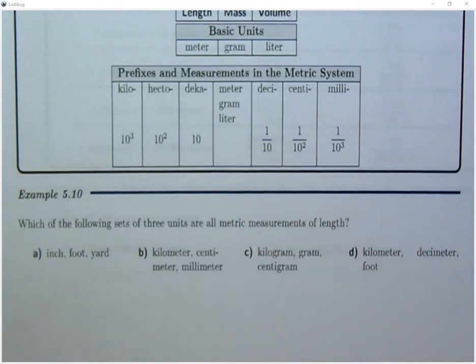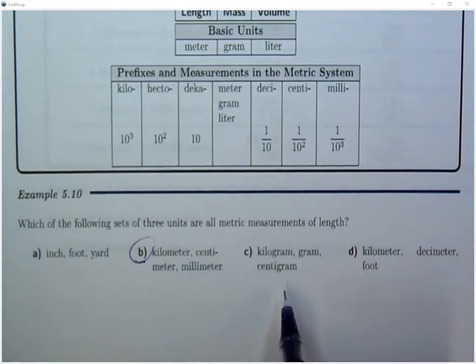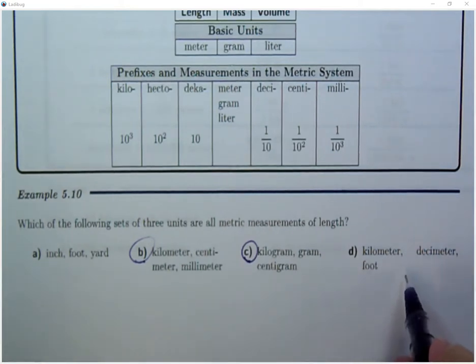So here, which of the following sets of 3 units are all metric measures of length? So this one is inch, foot, yard, so not metric. Kilometer, centimeter, millimeter, metric. Kilogram, gram, centigram. Those all look metric. Then we have kilometer, decimeter, and foot, not metric.